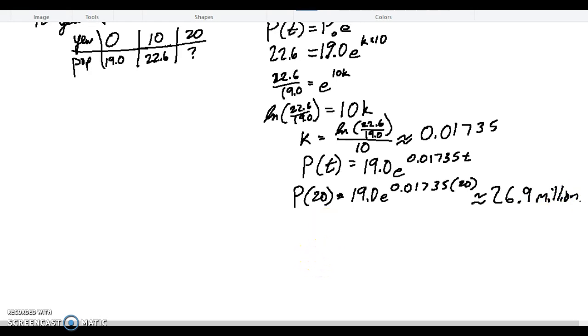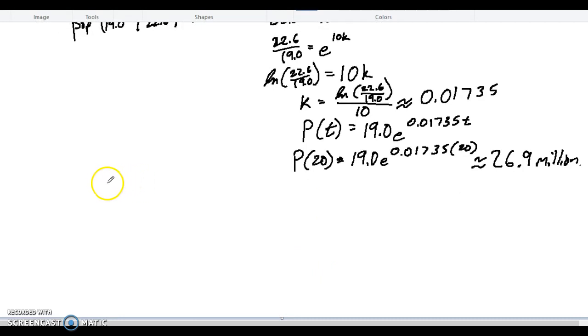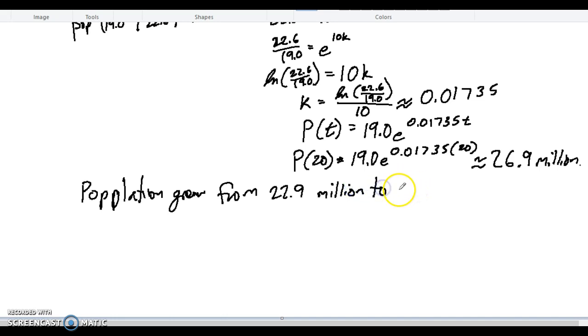So my challenge on this week's video is let's solve the same problem, but instead the population grew from 22.9 million to 23.7 million in 10 years. Find the population 20 years after the start.